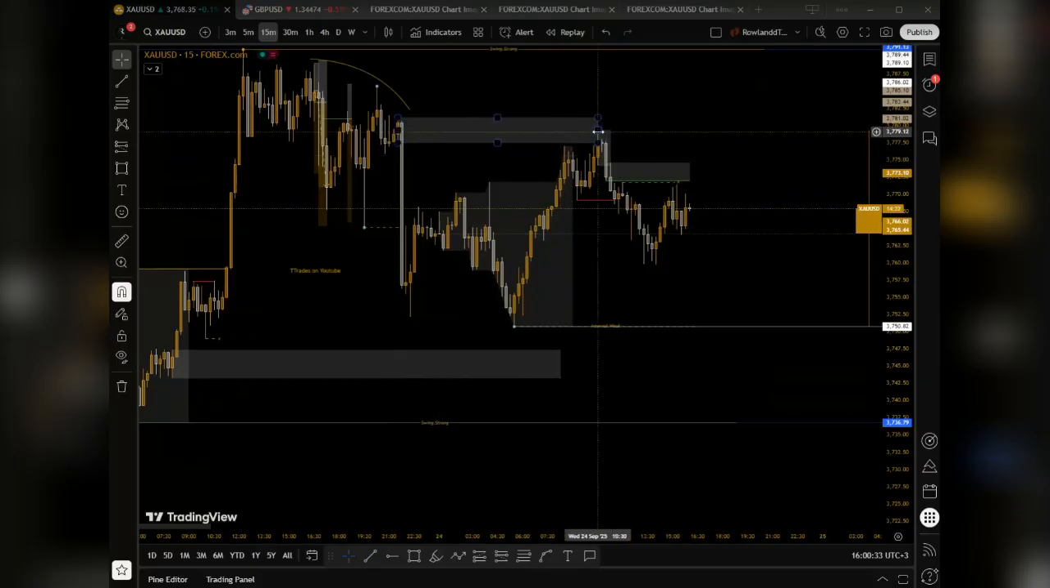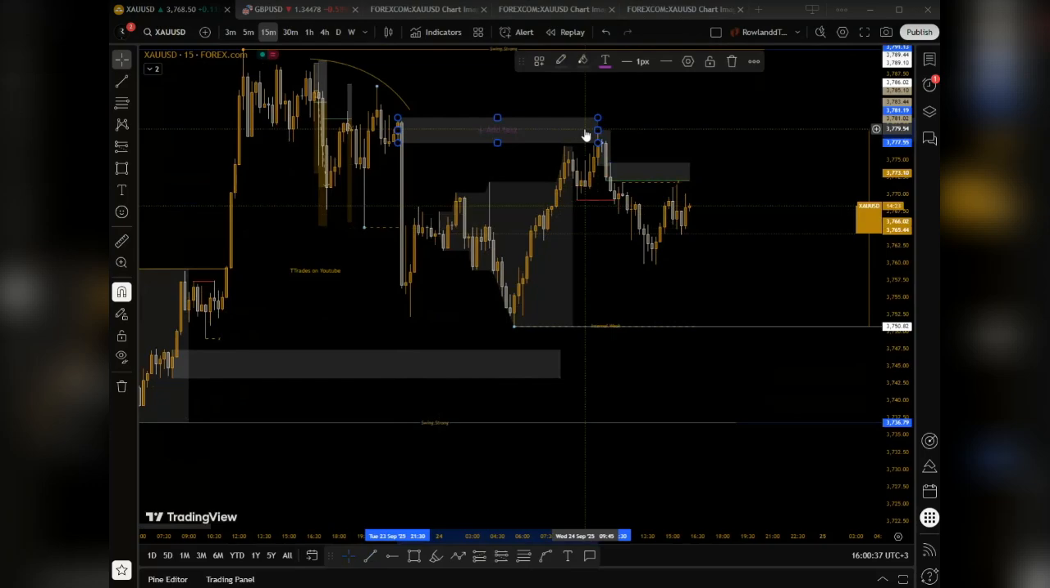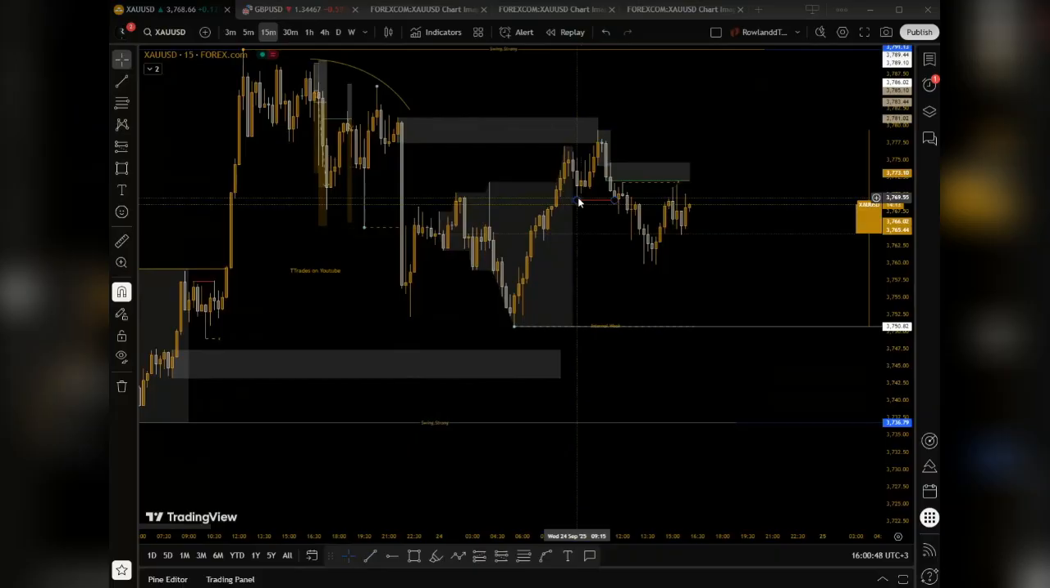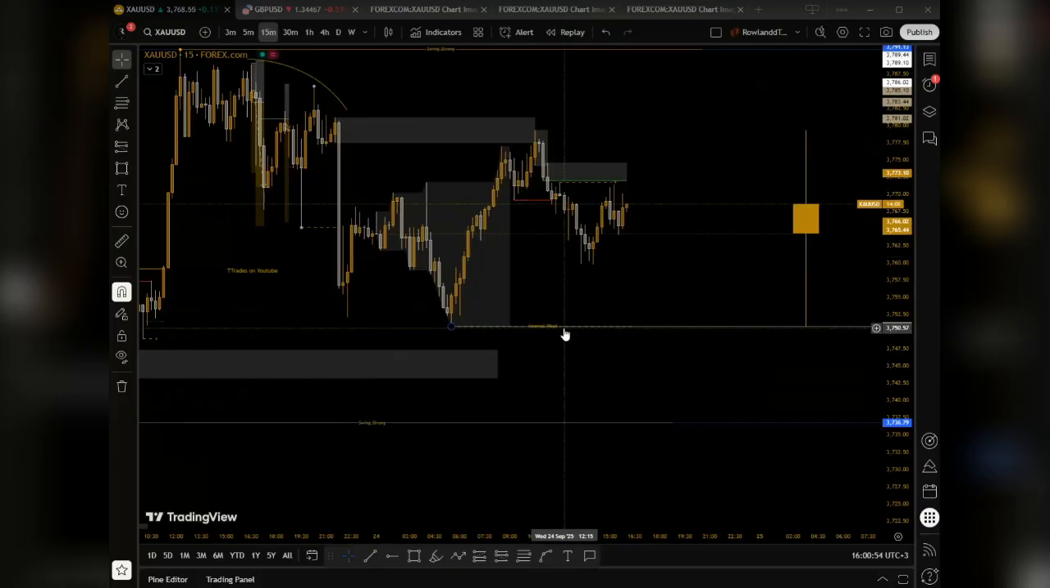Price pulls back, mitigating supply at the extreme of the bearish internal range. Now, after mitigation of supply, price actually delivers a bearish change of character at this point. It is this bearish change of character that gives us the signal that the internal pullback is most likely finished and price is now ready to target the weak internal low. And another cause for lower prices is the sell side below this Asian low down here.